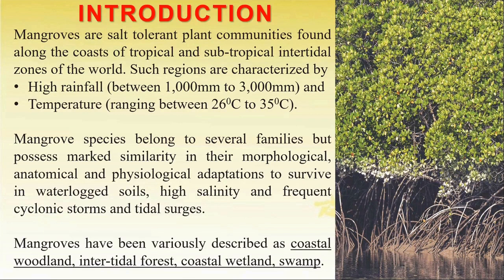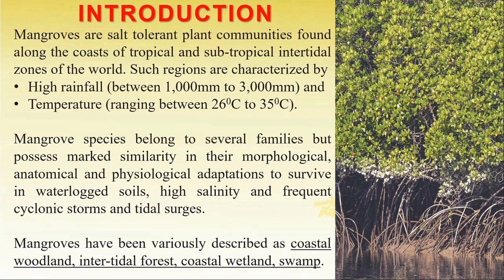Mangroves are salt-tolerant plant communities found along the coasts of tropical and subtropical intertidal zones of the world. Such regions are characterized by high rainfall between 100 cm to 300 cm annually, and temperature ranging between 26 degrees centigrade to 35 degrees centigrade. Mangrove species belong to several families, and they have similar morphological, anatomical and physiological adaptations to survive in waterlogged soil, high salinity and frequent cyclonic storms and tidal surges.